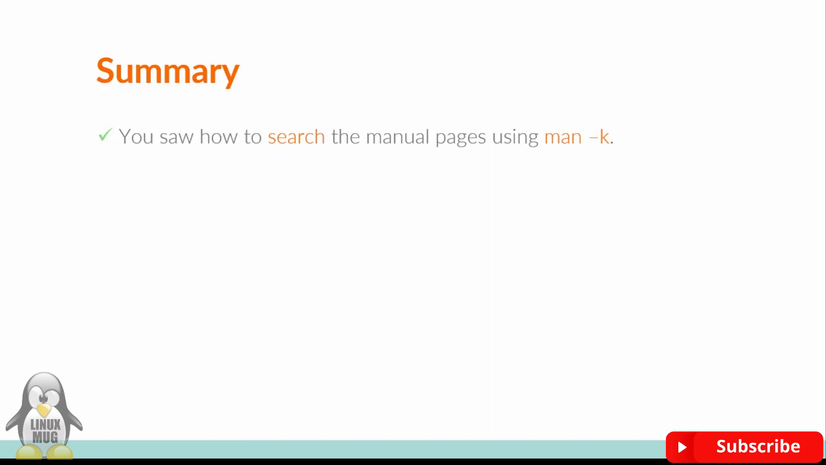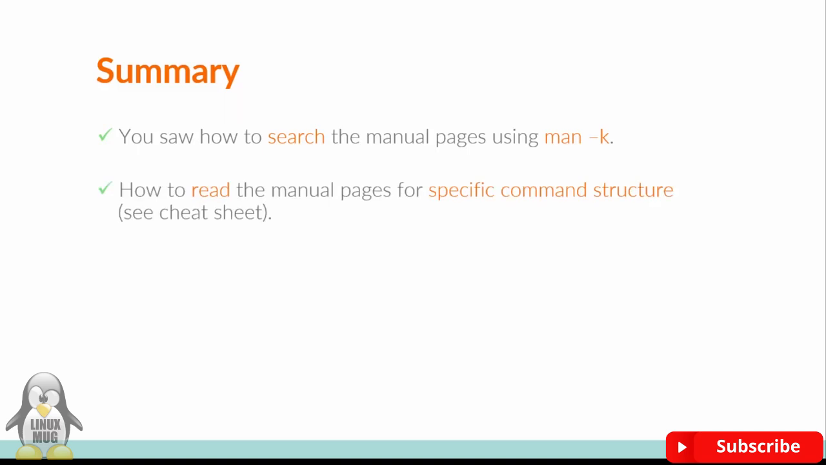In this video, you saw how to search the manual using the man command with the K option, and after that, you can give it any search term that you want, and the man command will search the manual for that search term and give you a list of results, as well as what those results are and what section of the manual page that they're in. You saw how to access those specific manual pages and also how to read them for specific command structure. So we saw how to actually use the which command using its manual page, and we saw the different symbols that might come up in the manual page to tell you how to use it.